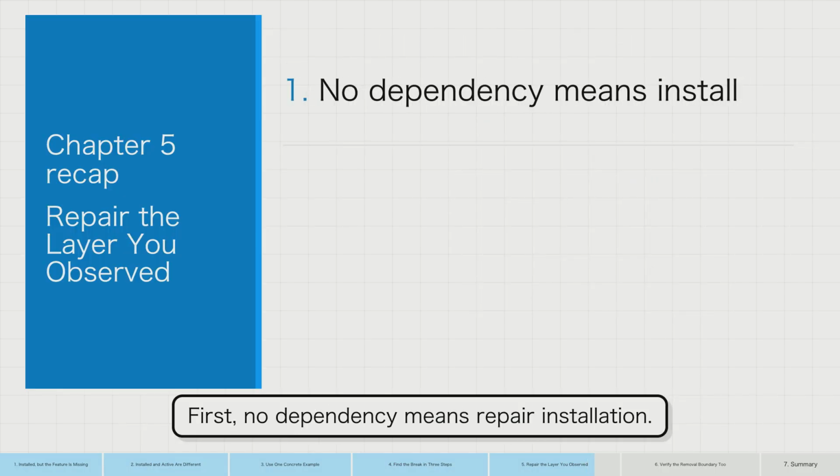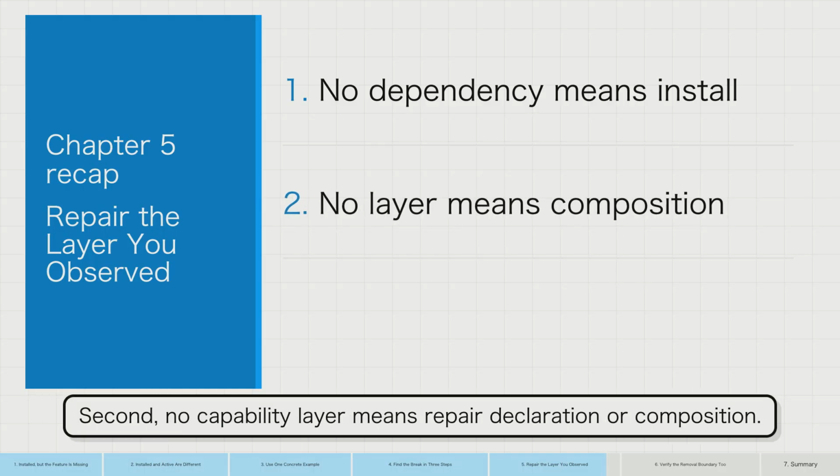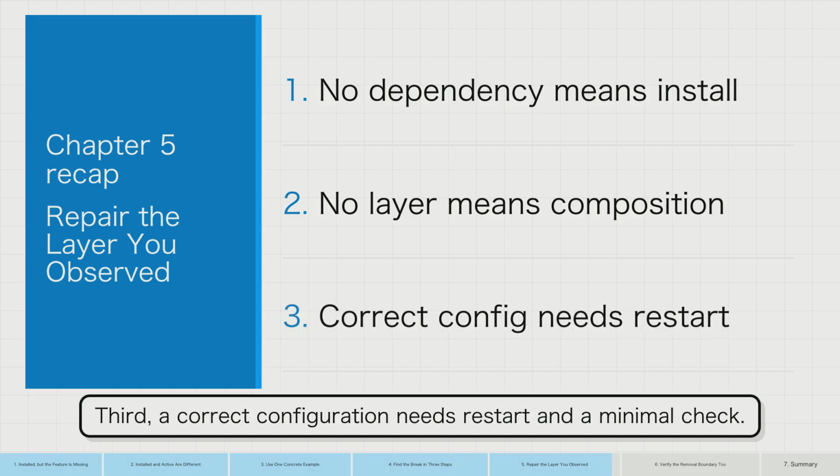Chapter recap. First, no dependency means repair installation. Second, no capability layer means repair declaration or composition. Third, a correct configuration needs restart and a minimal check.